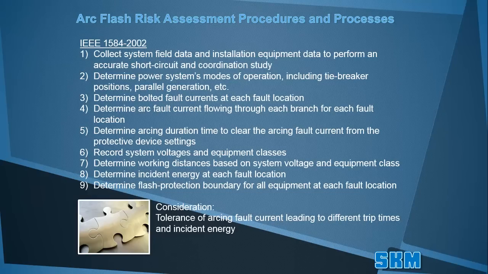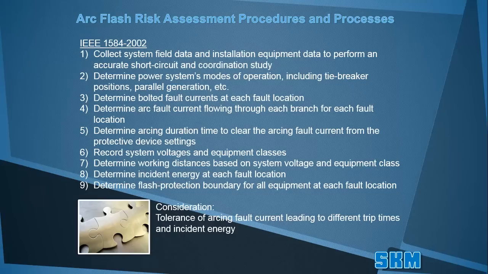Here is the process that is outlined in IEEE 1584-2002. First, collect system field data and installation equipment data to perform an accurate short circuit and coordination study. Determine power system modes of operation, including tiebreaker positions, parallel generation. Determine bolted fault currents at each fault location. Determine arc fault current flowing through each branch for each fault location. Determine arcing duration time to clear the arcing fault current from the protected device settings.